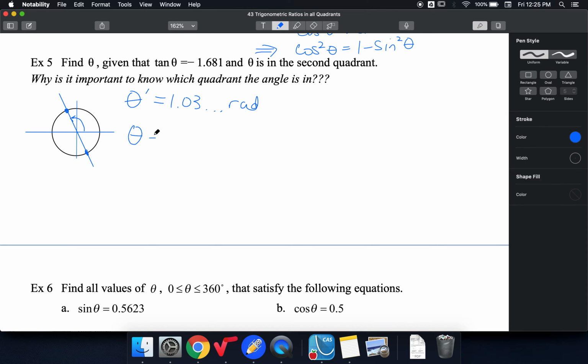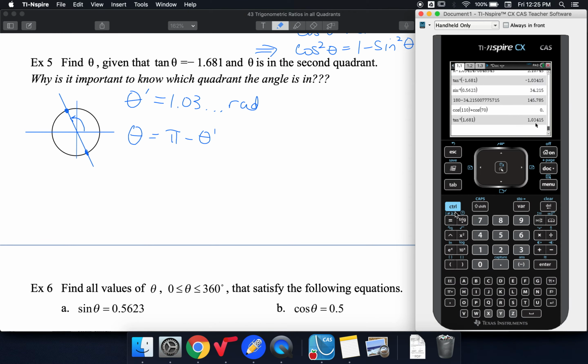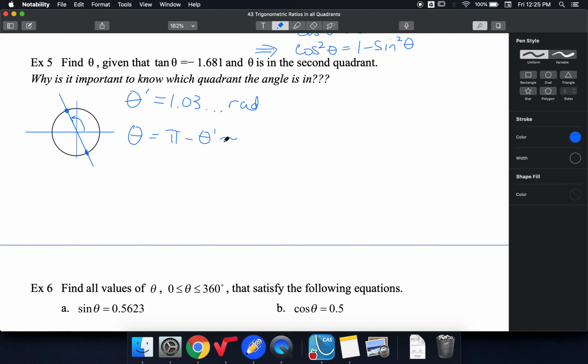So the theta that we want is going to be pi minus the reference angle, because I'm going to go all the way to pi, subtract my reference angle. And let's do that. So pi minus the answer. And we get 2.11 radians.